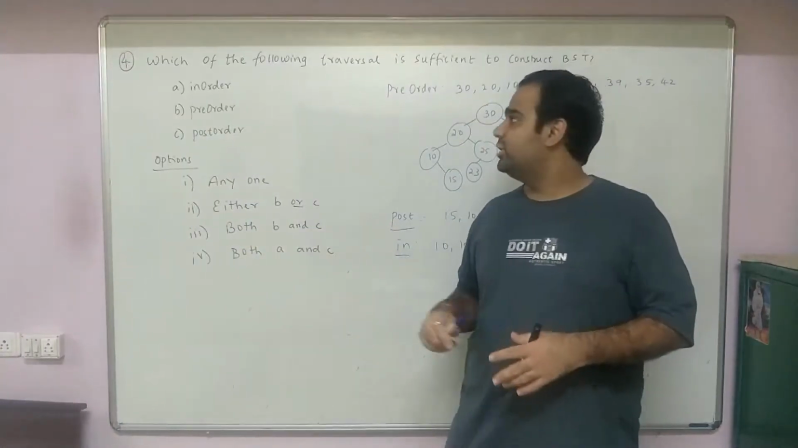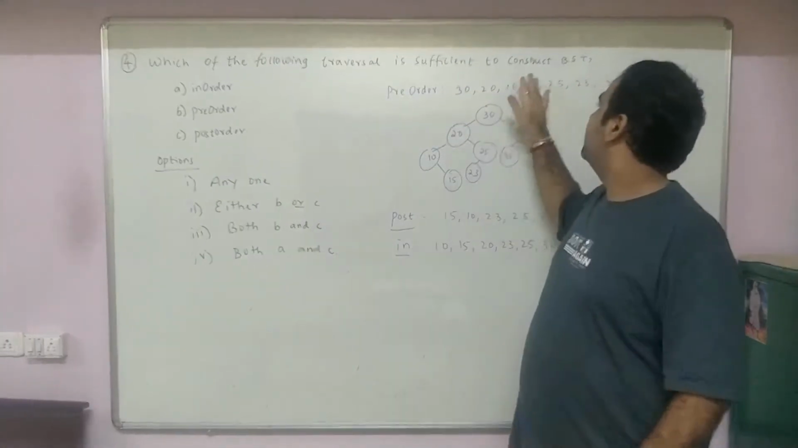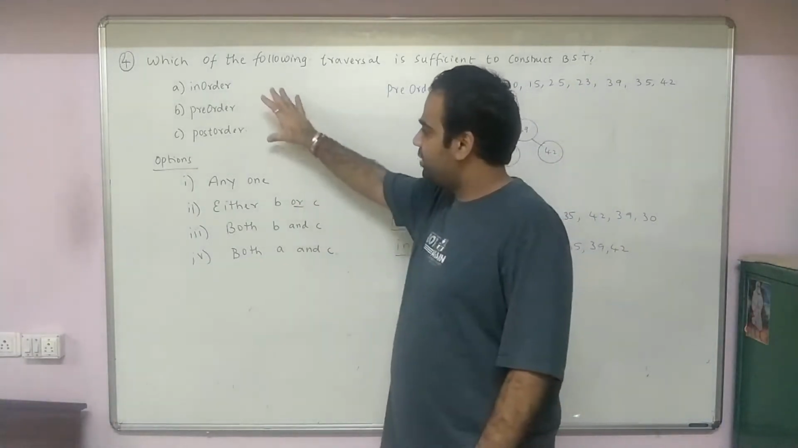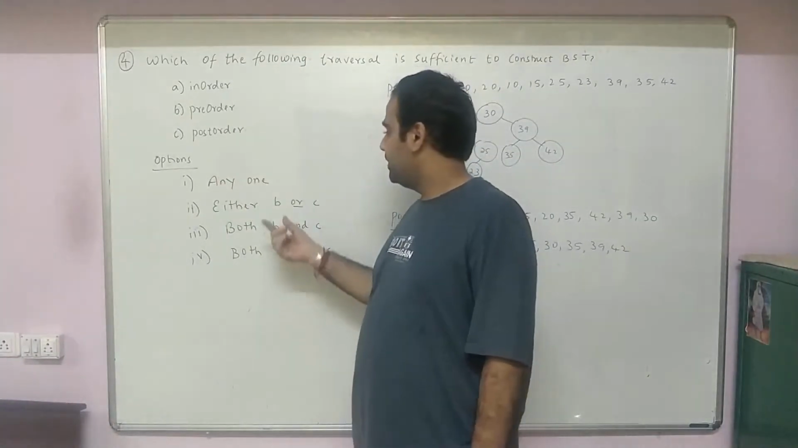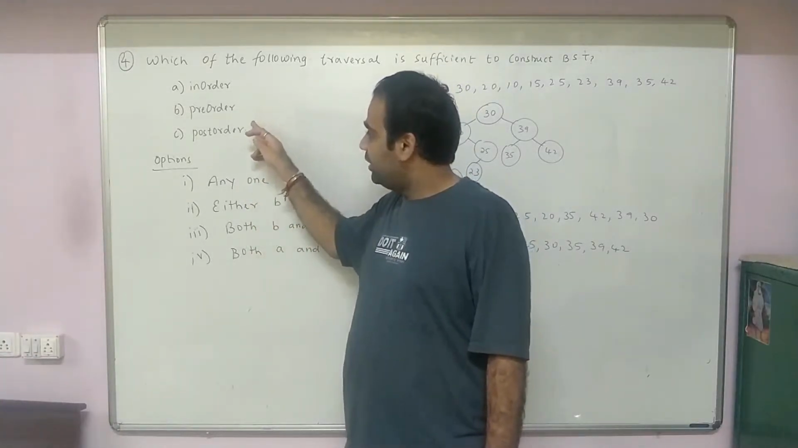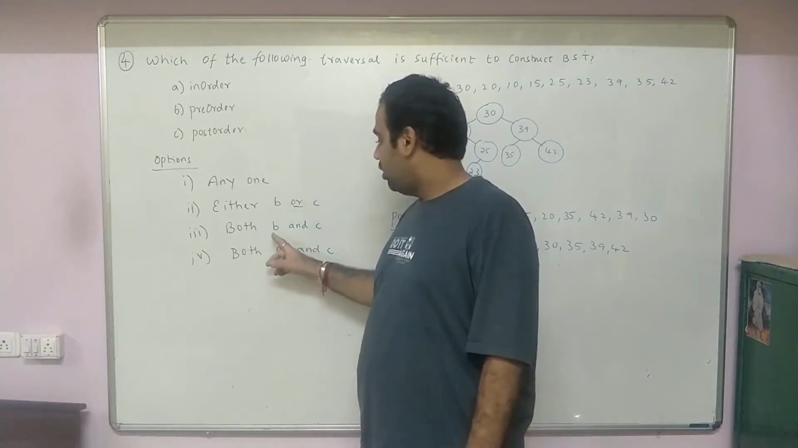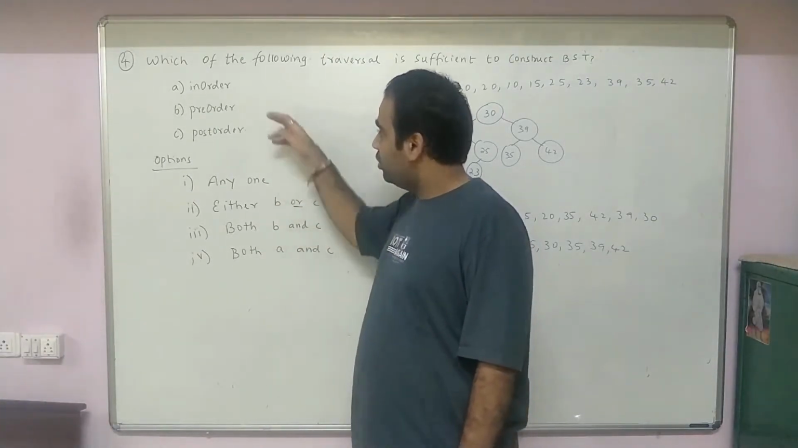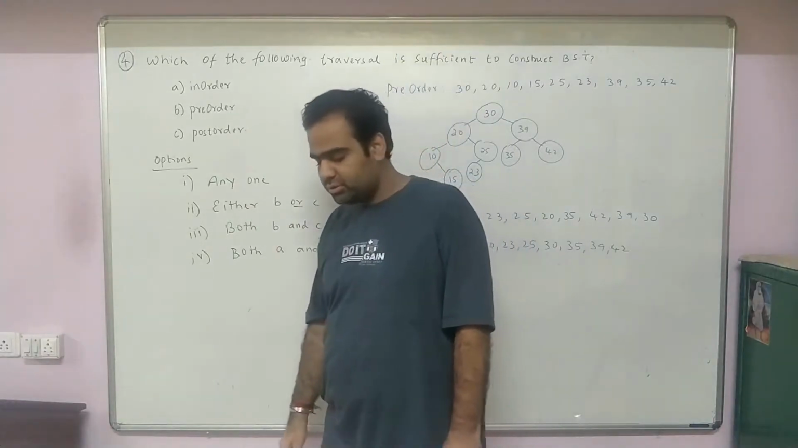Let us see the next question. Which of the following traversals is sufficient to construct a binary search tree? Option A: in-order, pre-order and post-order. Option C is we need any one of those traversals. We need either pre-order or post-order, or we need both pre-order and post-order, or we need both in-order and post-order. Those are the options.